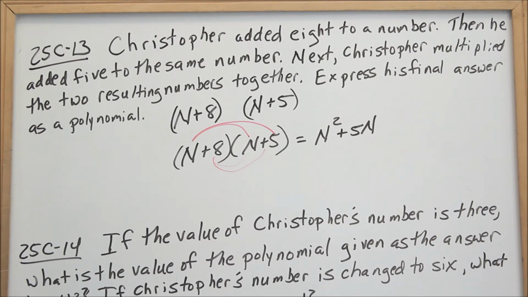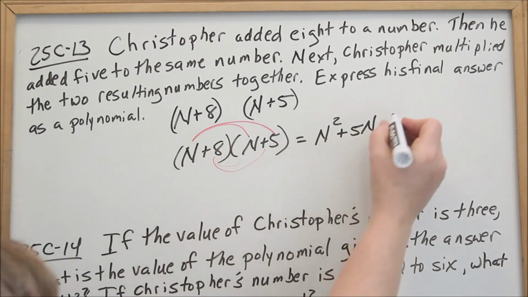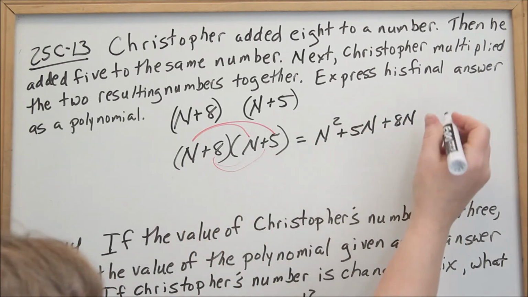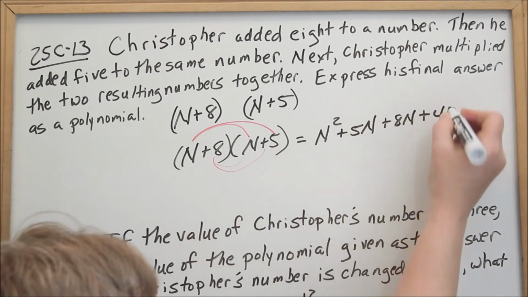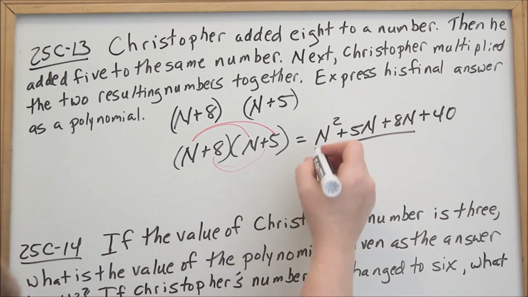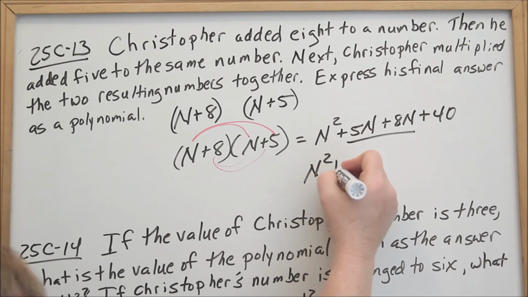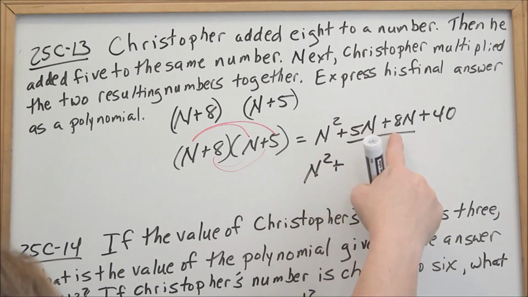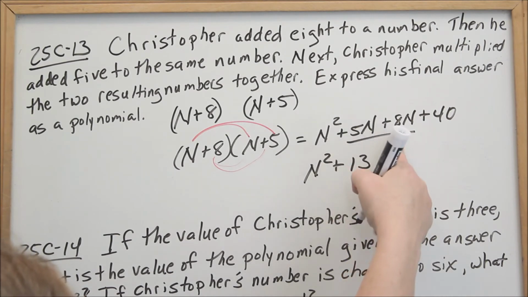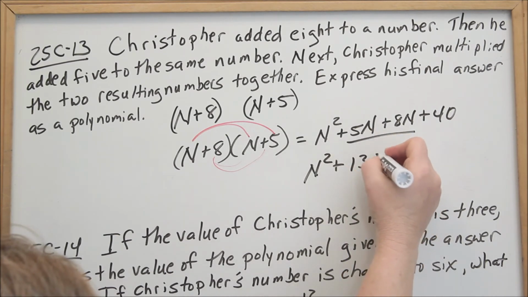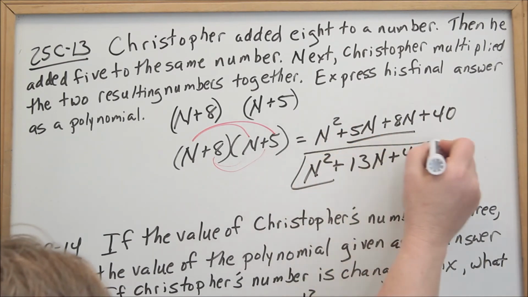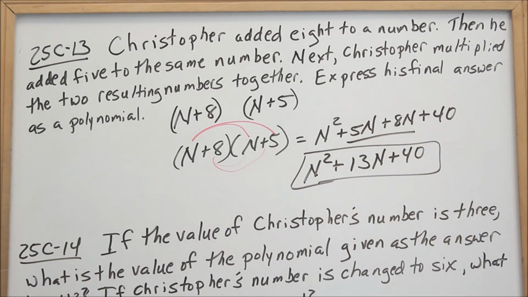So that would be a positive 8 times N, which would be a positive 8N. Then a positive 8 times a positive 5, positive 40. These are your like terms that you can combine together. N squared plus positive 5, positive 8, you're adding positive 13. I have 5, I have 8, so positive 13n plus 40. You can't add n squares to n's to numbers, so you leave it like that.